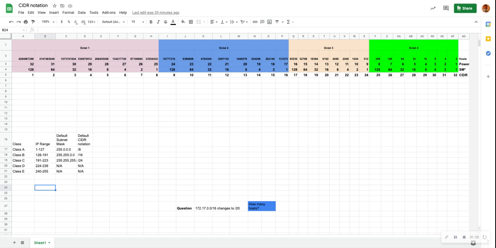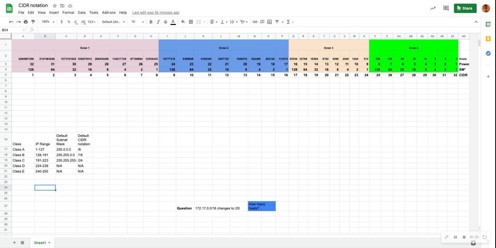So if we're looking at some sample IP addresses, such as our home IP, which might be 192.168.0.1, that is a Class C network. If we're looking at a mid-enterprise network, which could be 172.16.0.0, that's going to be a Class B because it falls into that category. So it's that first number we're looking at for identifying the class range.